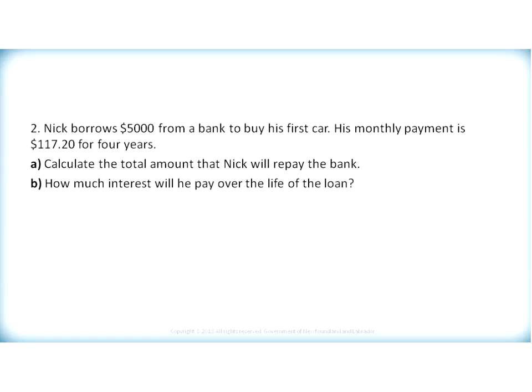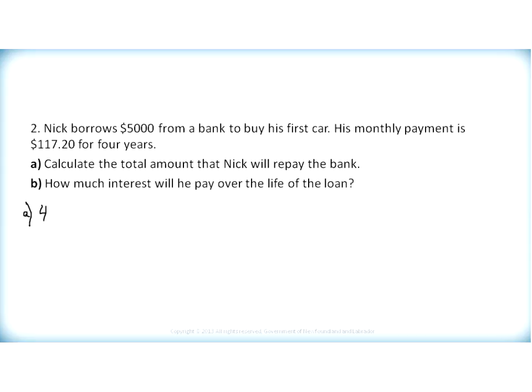Okay, the next question. Nick borrows $5,000 from a bank to buy his first car. His monthly payment is $117.20 for 4 years. First, we want to calculate the total amount that Nick will repay the bank. Then we're going to find out how much interest he will pay over the life of the loan. So the first thing you need to do is find out how much he is going to pay back to the bank. He borrowed $5,000, but he's likely going to spend more than that in his payments back to the bank. So he's paying $117.20 for 4 years.